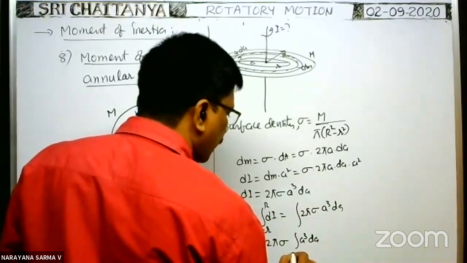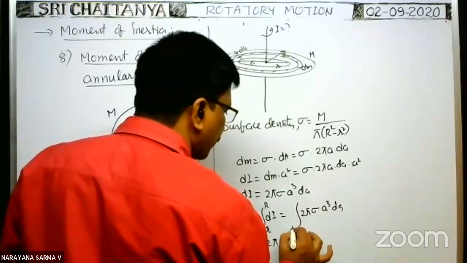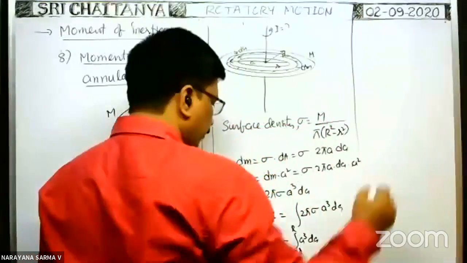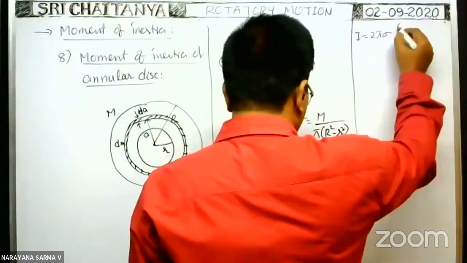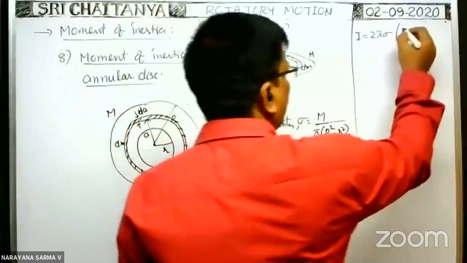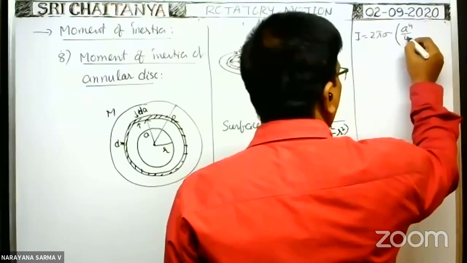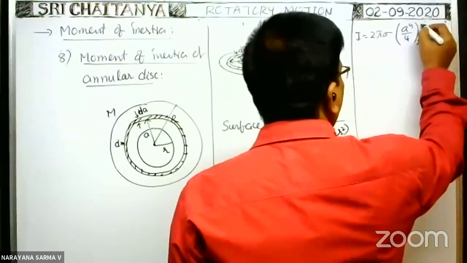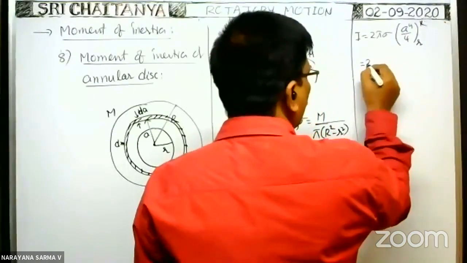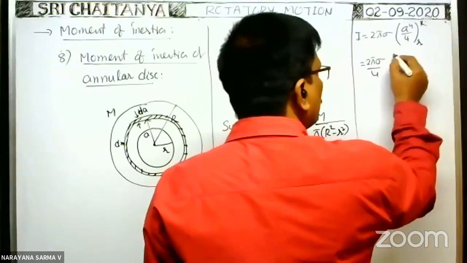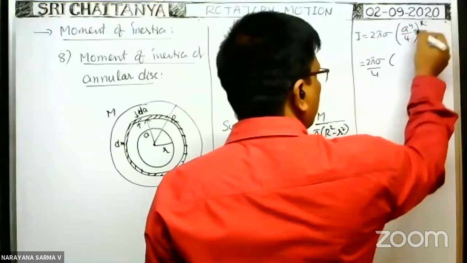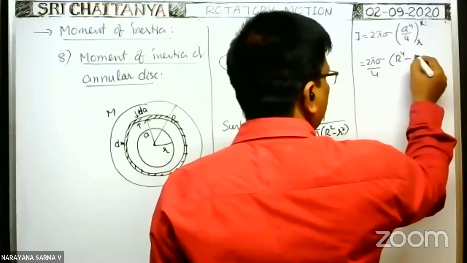Limits small r to capital R. Therefore, I is equal to 2 pi sigma into the integral of a cube dA, which is a to the power of 4 by 4, limits small r to capital R. So 2 pi sigma by 4 you write outside, into, instead of a, substitute capital R to the power of 4 minus small r to the power of 4.